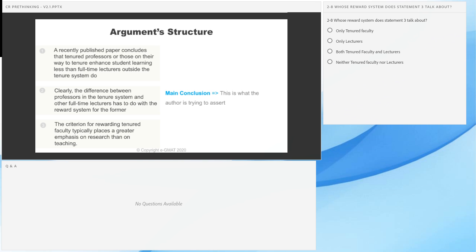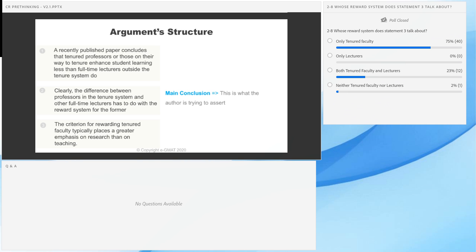Again, I want to see 50 answers here. I have 27, 32, 36, 46, 47. I want 50 answers here. Whose reward system does statement 3 talk about? I have 50 answers. That's great. Let me end the poll and broadcast the results.